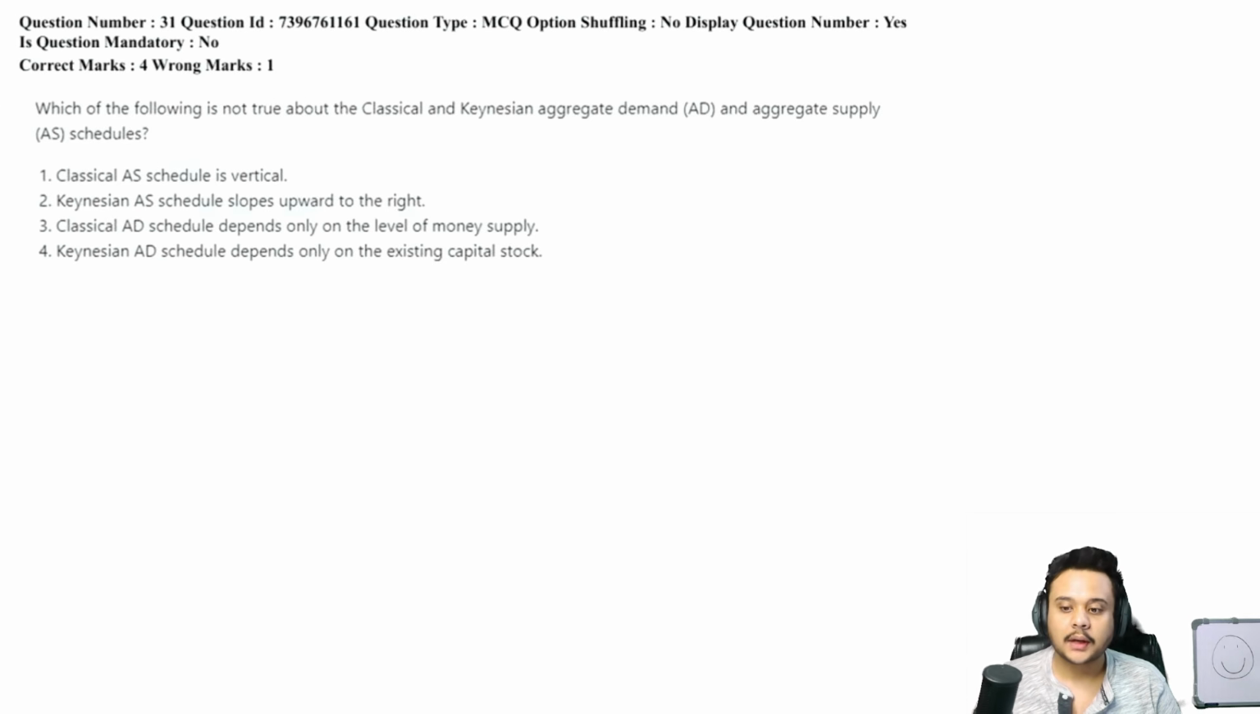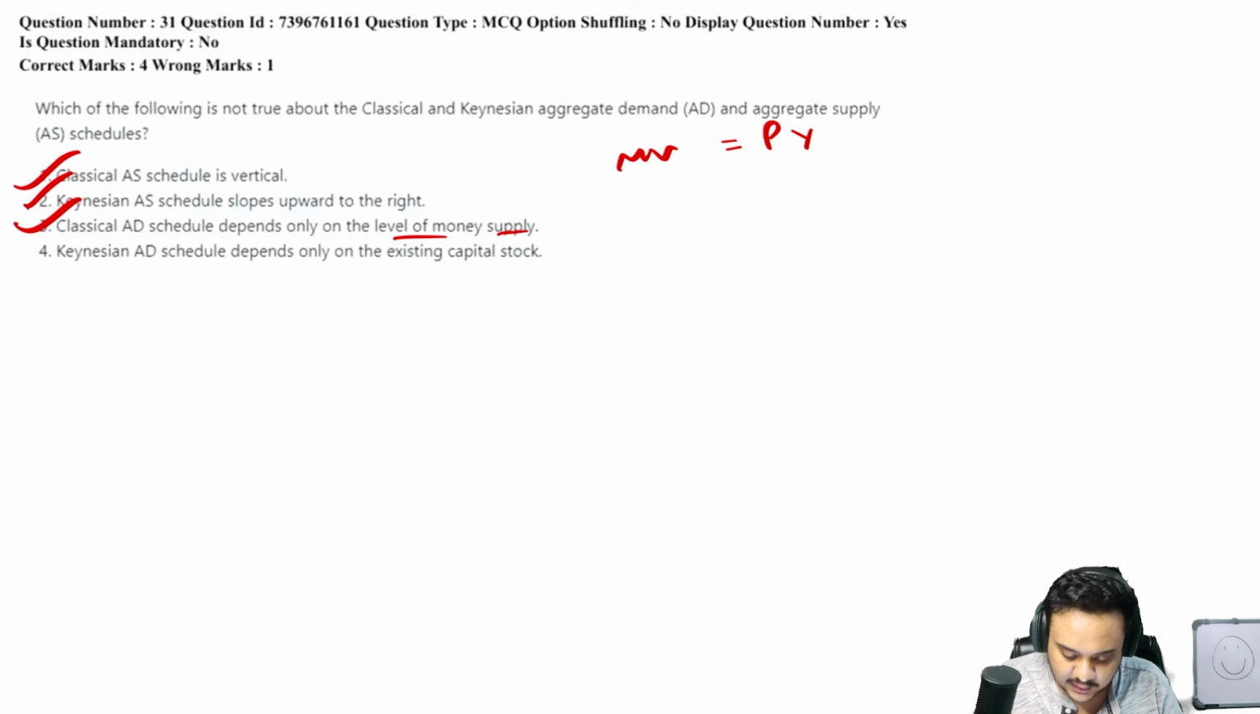Let us move on. Then look at the 31st, which says which of the following is not true about classical and Keynesian aggregate demand and aggregate supply. The first one says classical aggregate supply schedule is vertical. Yes. Keynesian aggregate supply schedule slopes upwards to the right. Yes. Classical AD schedule depends only on the level of money supply. Yes, MV is equal to PY. Y is fixed and V is fixed. So if the money supply changes, price will increase and AD will shift to the right. So this is also true. Then finally, Keynesian AD schedule depends only on the existing capital stock. No, you already know the equation is C plus I plus G plus net exports.